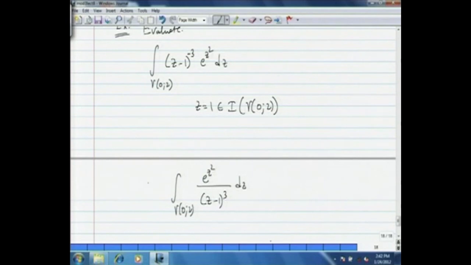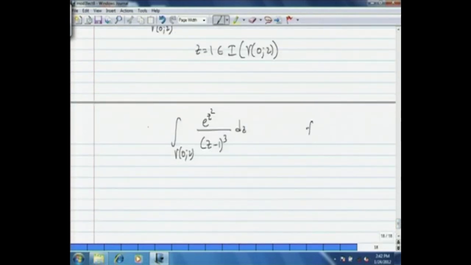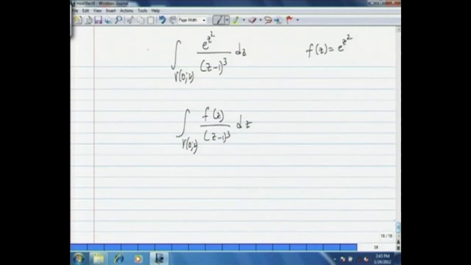We will view this as follows: we take f of z equals e power z squared, so that this looks like f of z divided by (z minus 1) cubed, the integration being over gamma 0,2, dz. This is a simple closed curve, gamma 0,2, around the point 1; the inside of it contains the point 1. So, here is 1 and here is gamma 0,2, this is 1 and this is 2, a circle of radius 2.